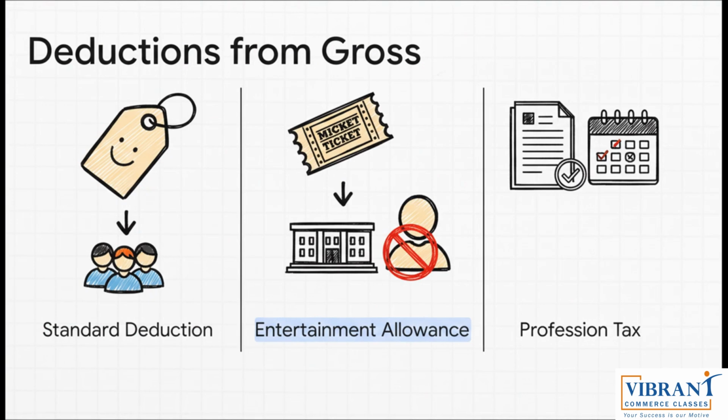There are three main deductions to know. First, the standard deduction of 50,000 rupees. This one's for pretty much everyone. Second is the entertainment allowance. But remember, the deduction for this is only for government employees. And third, profession tax. The key here is that you can only deduct it on a payment basis, meaning you claim it in the year you actually pay it.